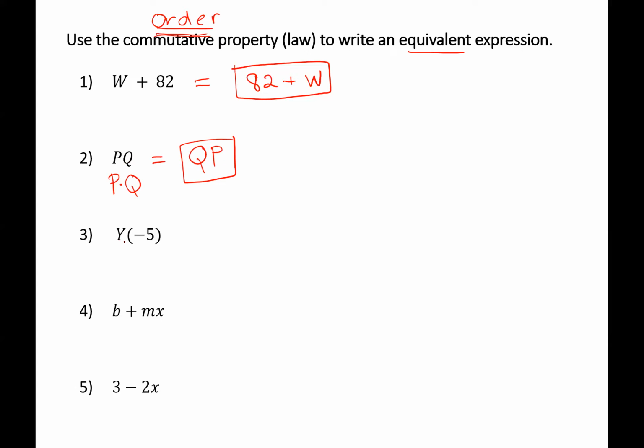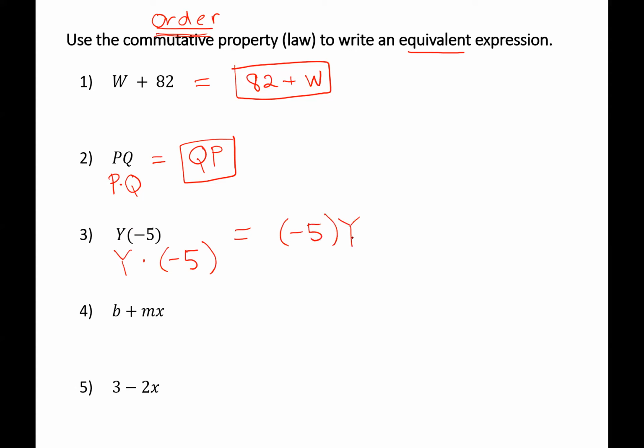Number 3, y times -5. There's no times symbol. Again, there's just parentheses here. There's a letter y, and then in parentheses, -5. Again, this is multiplication. This is the same thing as y times -5. We put the -5 in parentheses because otherwise it would look like y minus 5, which is not the same thing. When we rewrite this, we will switch the order. We will put the -5 first, and then the y.